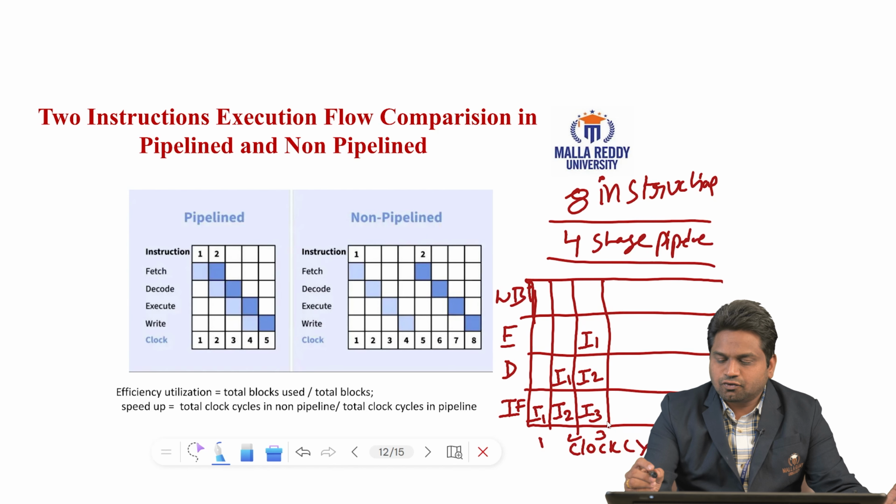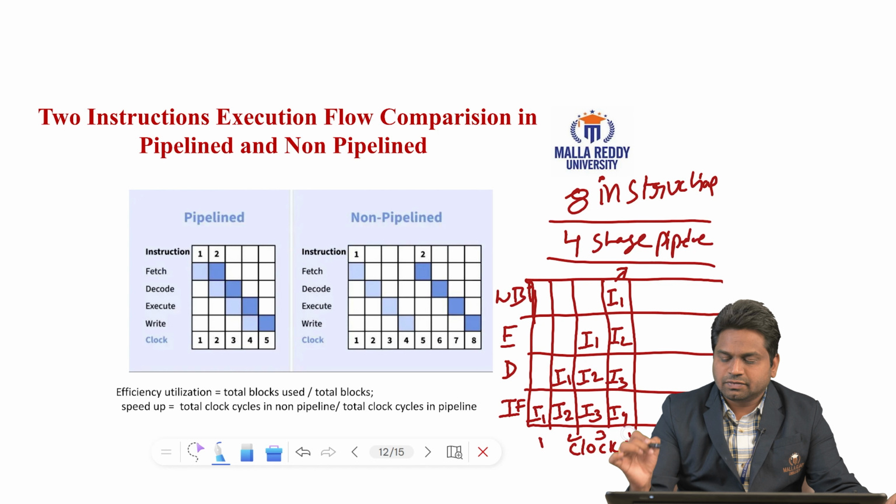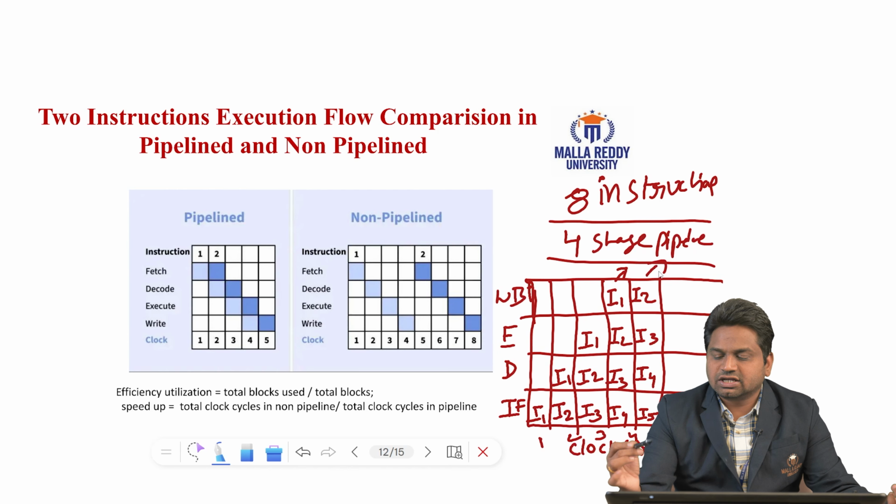Next, in the fourth clock cycle, I1 will come to the write back, I2 will come to the execution, I3 will come to the decoding, and I4 will come to the fetching phase. At this time, instruction 1 is executed in the fourth clock cycle. Next, in the fifth clock cycle, I2 will come to the write back, I3 will come to the execution, I4 will come to the decoding, and I5 will come to the fetching. Next, instruction 2 is executed and written back to memory.